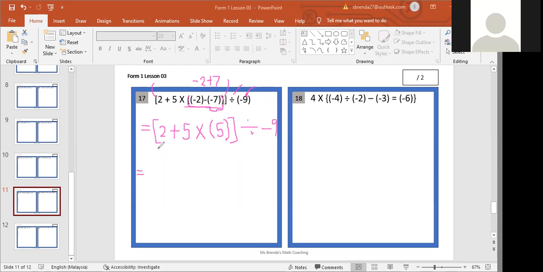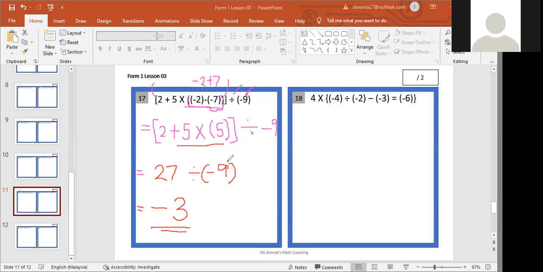Now, copy. Now you do BODMAS again. 2 plus 5 times 5. Which one must you do, addition or multiplication? Multiplication. So what is 5 times 5? 25. What is 25 plus 2? 27. Now 27 divided by -9. That's it. So positive divided by negative will be a negative answer. 27 divided by 9 would be 3. That's it. You see how easy it is?